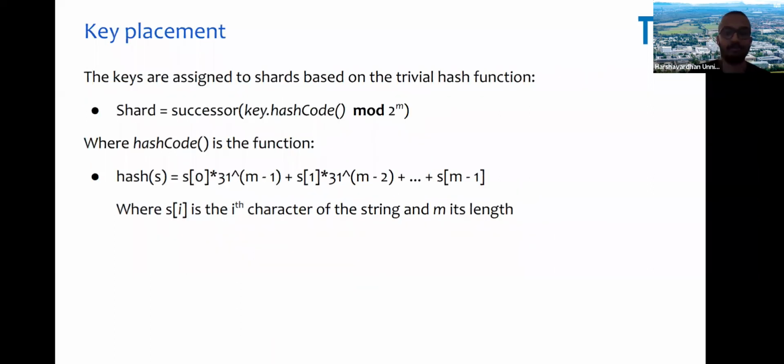Before we move on to an example lookup using a finger table, let's look at a simple hash function that allows us to distribute keys across shards. As described before, a key is assigned to its successor shard whose ID is greater than or equal to the key's hash code. The hash code of the key can be calculated using the simple hash function shown here, where Si is the ith character in the key and m is its length.